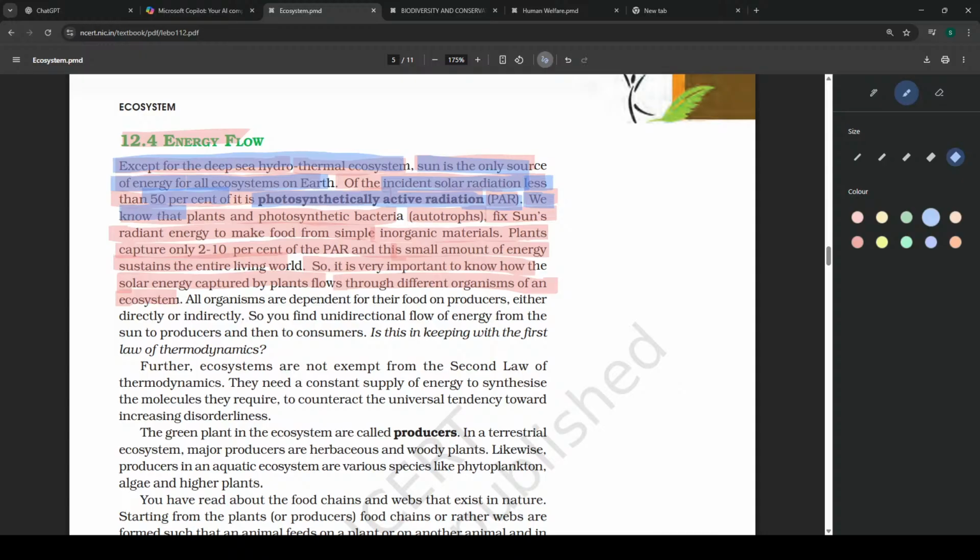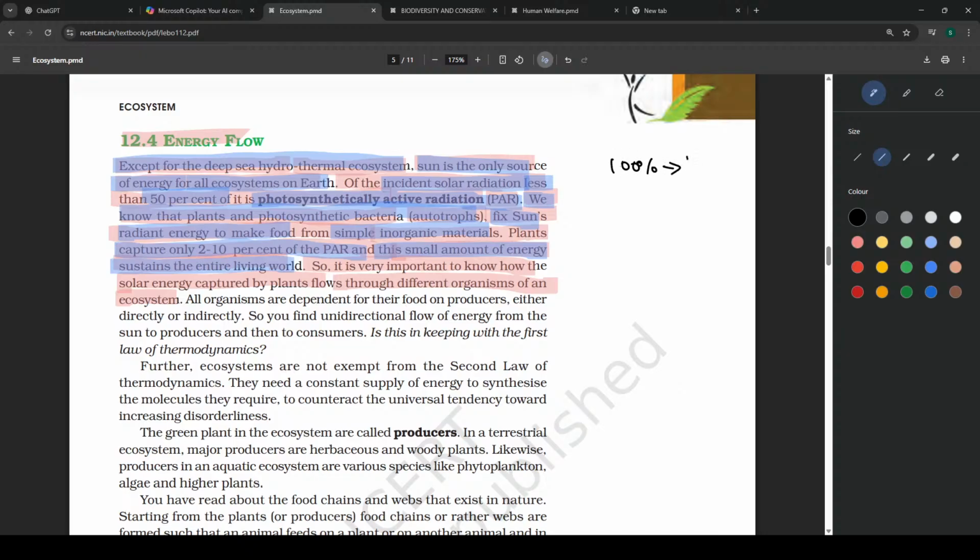We know that plants and photosynthetic bacteria, those are autotrophs, fix the sun's radiant energy to make food from simple inorganic molecules. And out of this PAR, photosynthetically active radiation, the plants capture only 2 to 10% of PAR, and this small amount of energy sustains the entire living world.